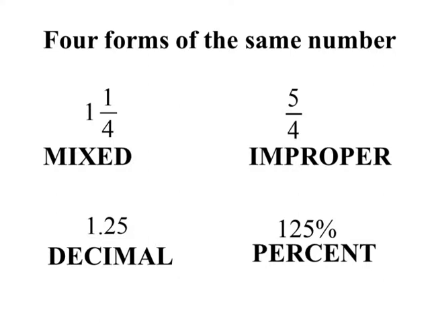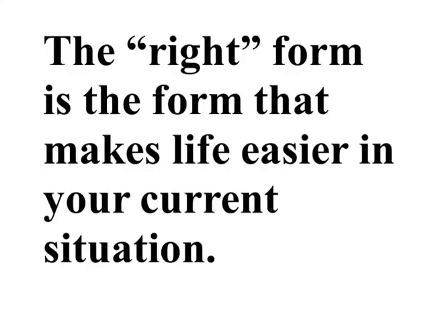The important question is, why do we have different ways? The answer is that some forms work better in some situations, and other forms work better in other situations. The right form is the form that makes life easier in your current situation. Now let's talk about how we get from one form to another.